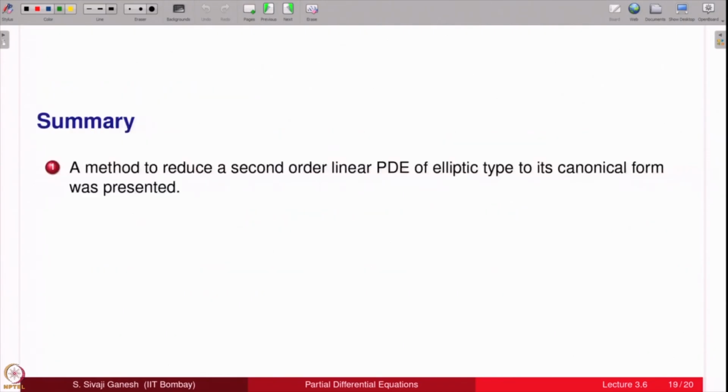Summarizing what we did: we have presented a method to reduce a second order linear PDE of elliptic type to its canonical form. We have assumed very strong assumptions on the coefficients A, B, C, but generally, if you are given a partial differential equation of elliptic type and you want to find its canonical form, you may simply follow the procedure, without bothering about checking the hypotheses of the theorem, and you will still be successful if you are able to solve the ODEs which come along the way. We have seen the method successfully implemented in the example. Thank you.